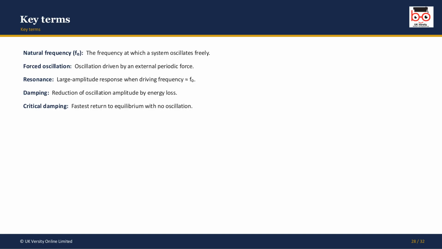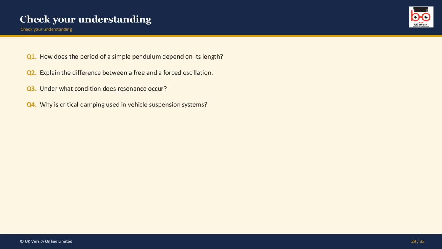Let's collect the key terms from the second half. The natural frequency, f0, is the frequency at which a system oscillates freely. A forced oscillation is one driven by an external periodic force. Resonance is the large amplitude response you get when the driving frequency is close to the natural frequency. Damping is the reduction of amplitude through energy loss, and critical damping is the fastest possible return to equilibrium without any oscillation. One last check before we finish.